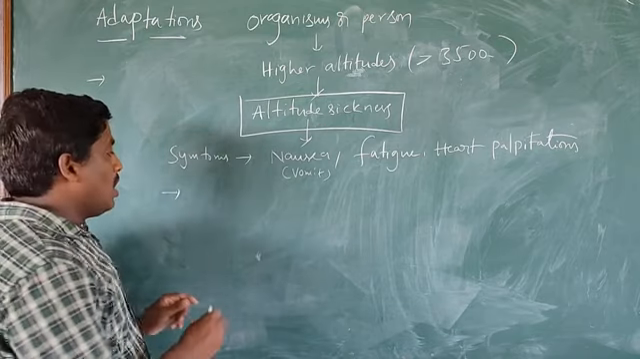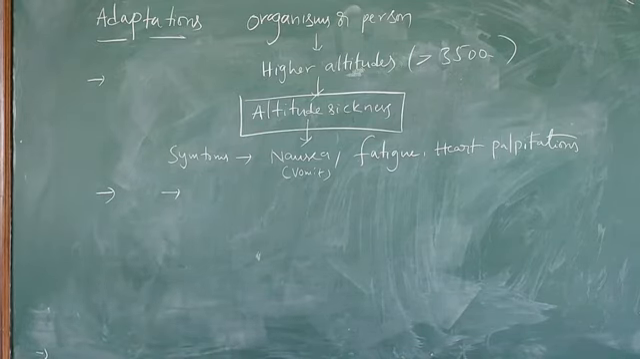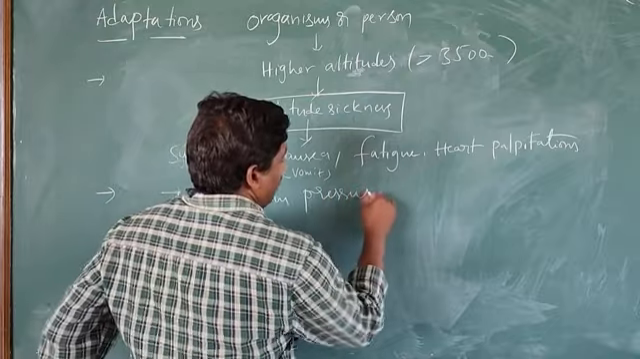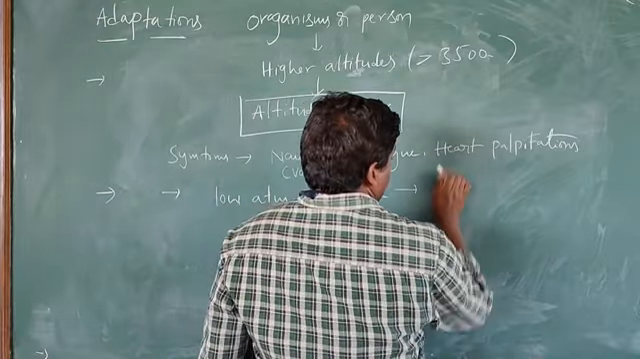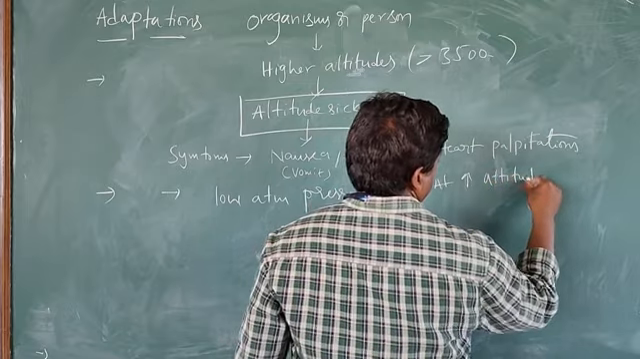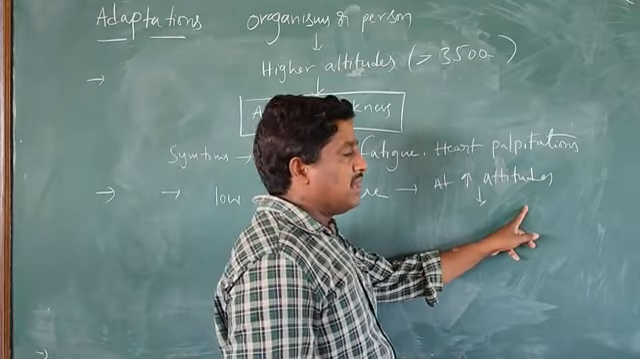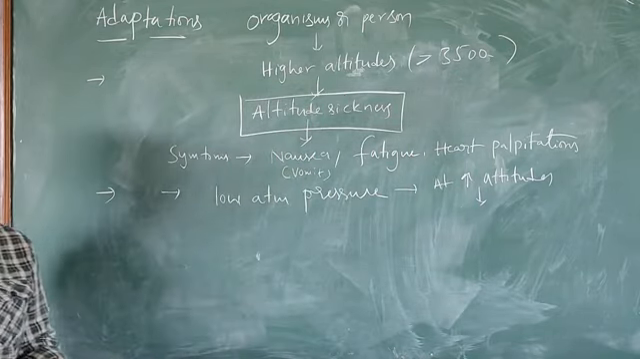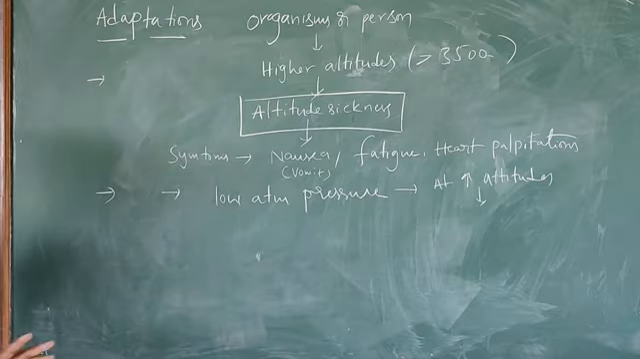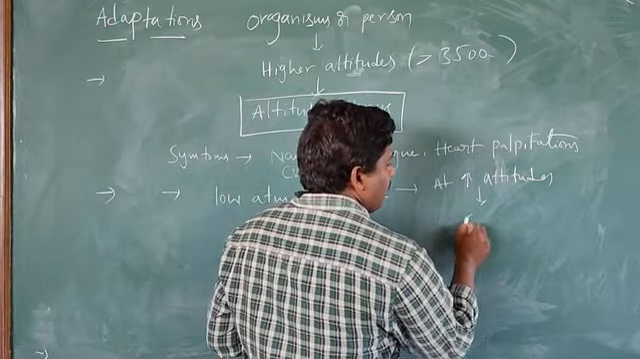This is mainly due to low atmospheric pressure at high altitudes. With low atmospheric pressure at high altitudes, the availability of oxygen is less. That means the oxygen availability decreases, so the body does not get enough oxygen.